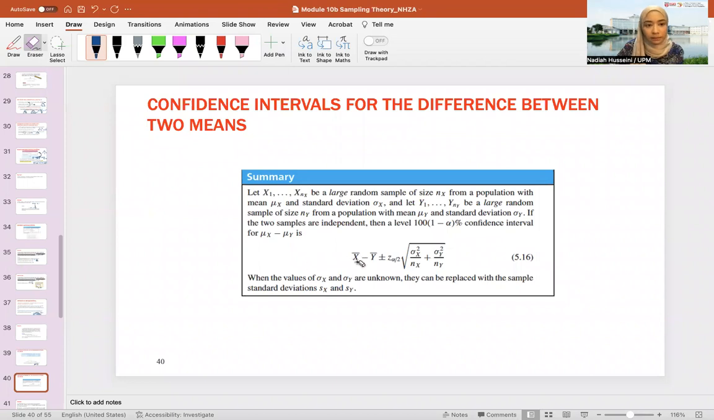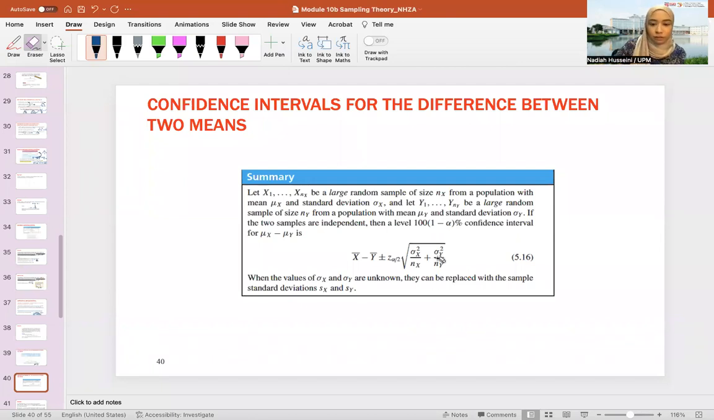So this is your sample mean for x, sample mean for y. This is the z-score alpha over 2. And this is your standard deviation x, the variance from your population, squared over the sample size of x. So basically your sample size can be different for these two populations. For example, your x is 50, but your y is 30 samples, because we're talking about central limit theorem here, so it has to be greater than 30. So 31 maybe. So 50 and 31. A situation like that can happen, and it's a possible question in the exam as well.